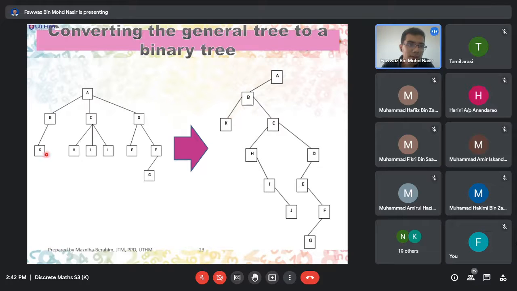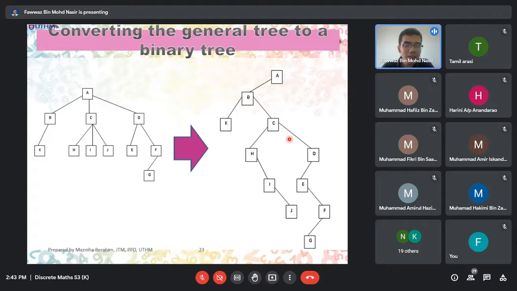Okay, kemudian since bawah dia dah tak ada apa kan, kita naik balik ke B. B ni has no other children. Okay, so naik balik ke A ni. Okay, kita tengok C ni pula. Okay, since C ni adalah sibling kepada B, C will be the child of B dalam binary tree kita. Okay, so C ni akan masuk di bawah B ni.